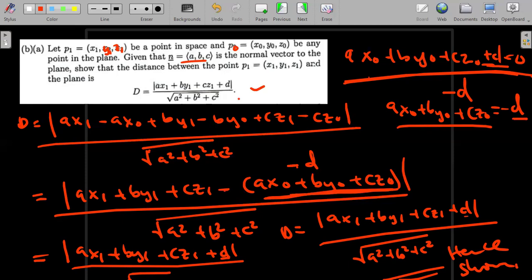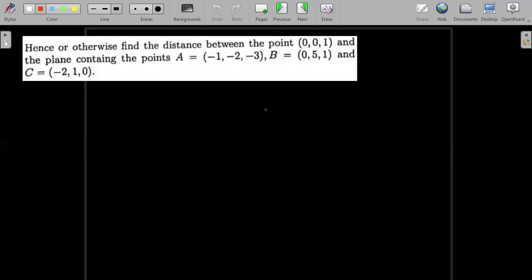Okay, so we move on to the next one. The next one says, hence or otherwise find the what? The distance between the points. So between those points, we must now find the distance. We've been given this point, that point, and 0, 0, 1, and the plane contains the points, that one and that other one. Those are the points in the plane. Then that point there, 0, 0, 1, is a point in space. Then you want the distance from that point to the point on the plane. So let's say that's our plane there.